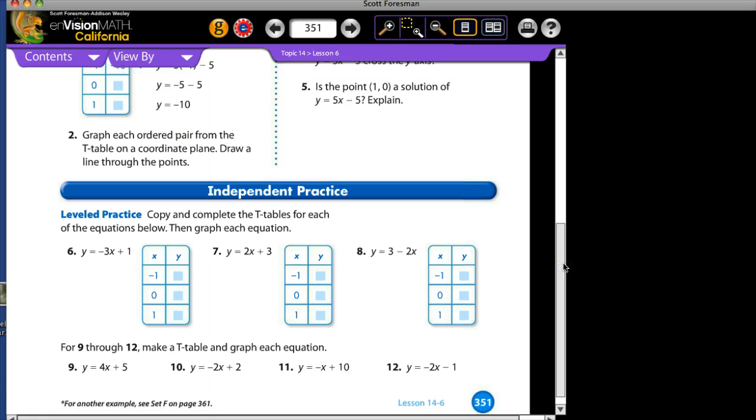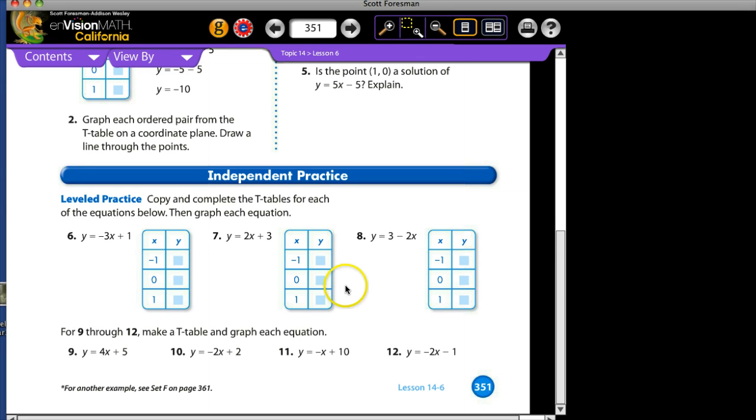Okay. Next, you're going to move on to the independent practice. And this independent practice is what we did earlier today. With 6, 7, and 8, you get the x values. Okay. You are to complete the t-table and then graph each equation, plotting the points and drawing the line through the points. That's how you show the linear equation.